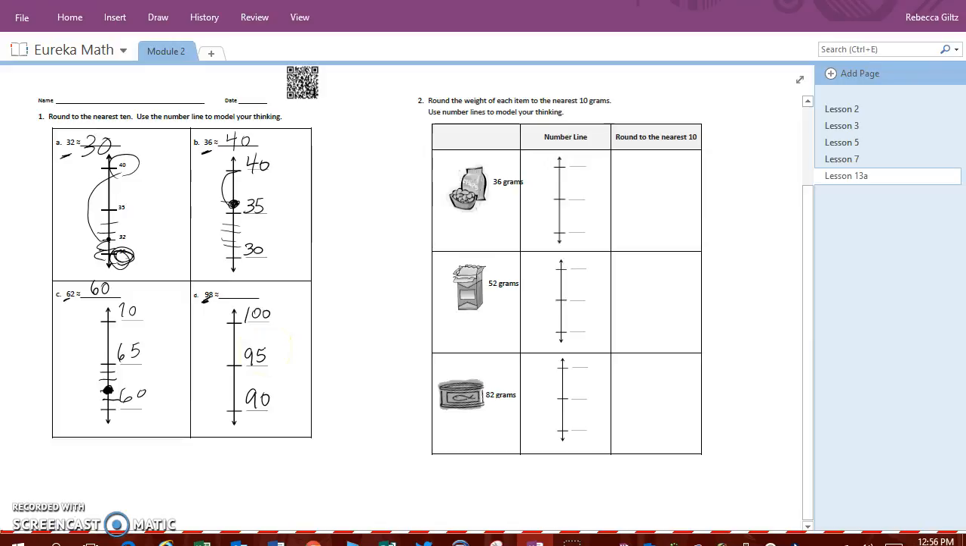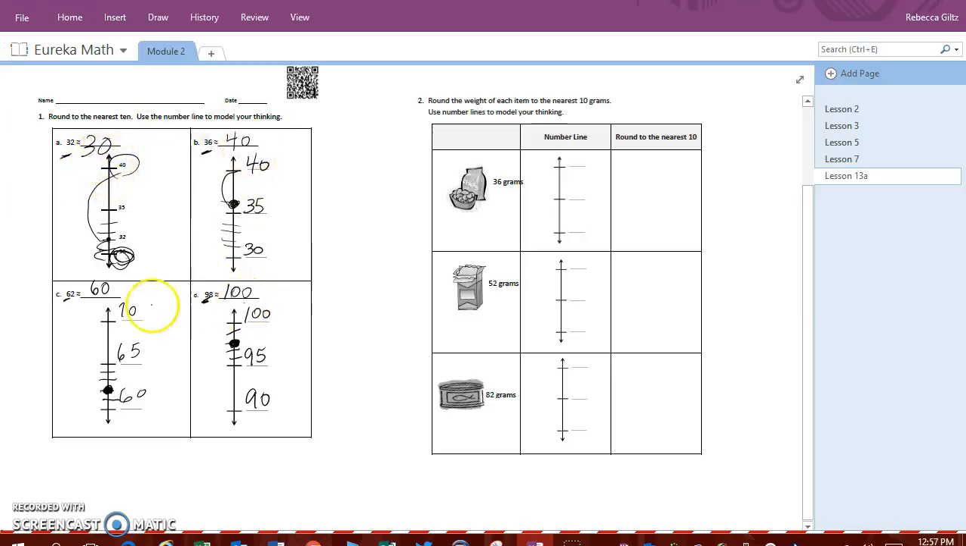So if I look at 98, I know 98 is more than 95, so I'm not even going to bother drawing those lines in like I did for part B. I'm just going to draw 96, 97, 98, 99. Here's 98. Is that closer to 100 or 90? It's closer to 100.